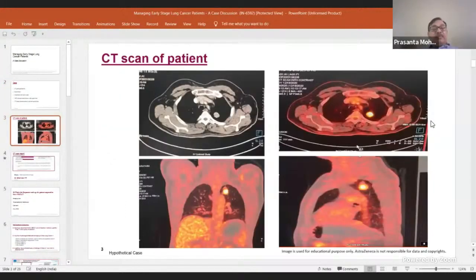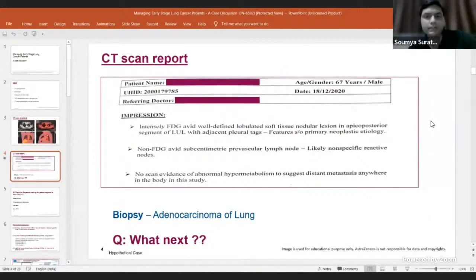Okay. So this is the CT report, showing a soft tissue nodular lesion in the apico-posterior segment of the left upper lobe, likely primary neoplastic in etiology, and subcentimetric prevascular lymph nodes. The biopsy is done, and it is adenocarcinoma of the lung. So it's such a scenario. I'll ask what you do across your institutes. Do you go ahead with further mediastinal staging, and how commonly is surgery done in this scenario? We'll start with the senior-most and most respected faculty, Dr. P.R. Mahapatra sir. Sir, can you tell us what you do in your institute? Are you able to do mediastinal staging in your setup?